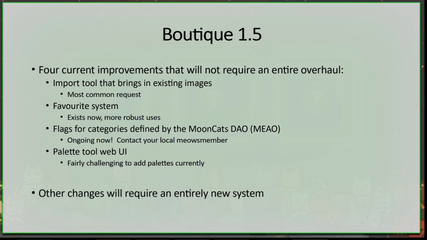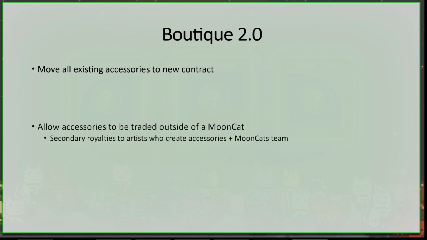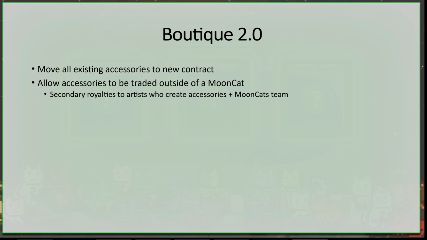Other changes, and we know that there has been a fair few that have been tossed around, will require pretty much an entirely new system. And so we do want to lay out what we would view as a Boutique 2.0. And again, these are specifically things that community members have asked for, but would require really an entirely new smart contract to act on. And so if we ever do a Boutique 2.0, the first thing that we're going to have to do is move all existing accessories to that new contract.